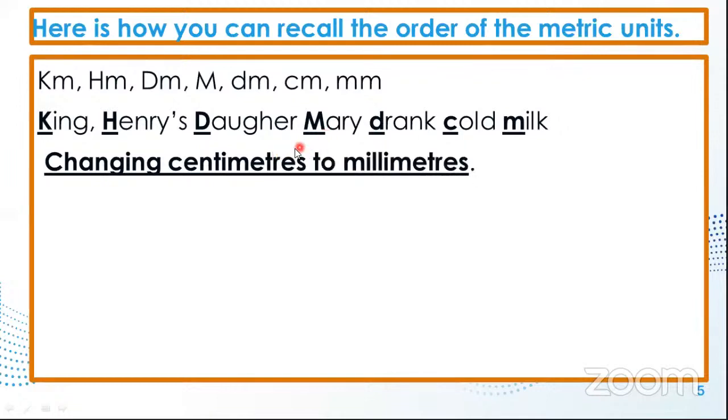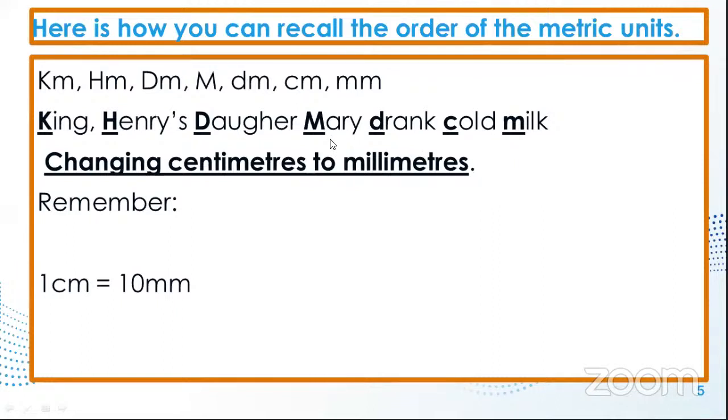Let's get our conversion rate. We are going to change these units now, but we shall begin by changing centimeters to millimeters. We need to know how many millimeters are in 1 centimeter. When we draw a table, they are telling us that 1 centimeter is equal to 10 millimeters. How did they get it? How did they get 10 millimeters?